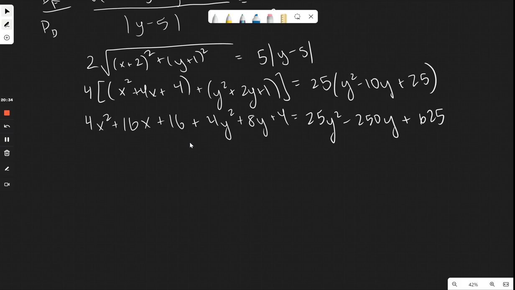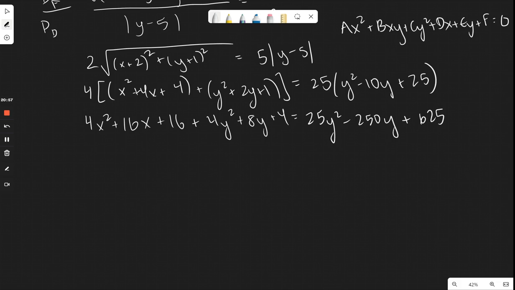Once we combine like terms and get it all to one side, this will look a lot like the general form, right? It'll look like ax squared plus bxy plus cy squared plus dx plus ey plus f equals 0. That is our general form, and that is the form we want to get this into as our equation for this conic. Okay, deep breaths.